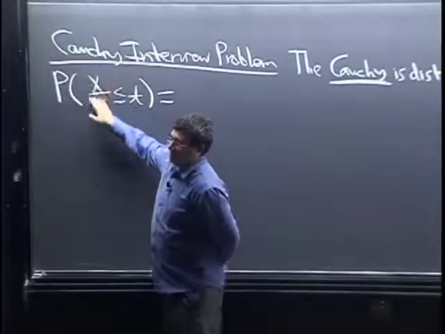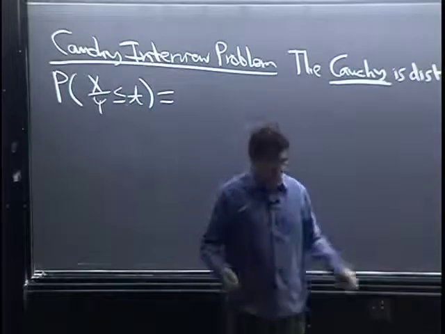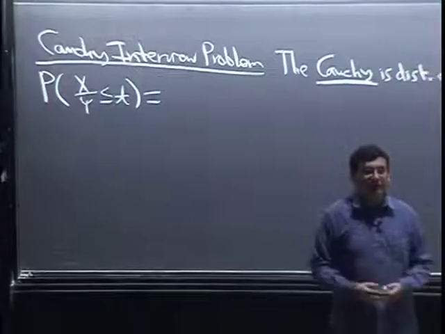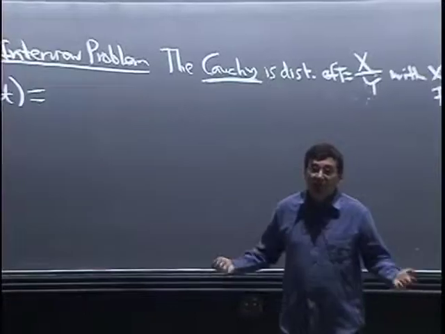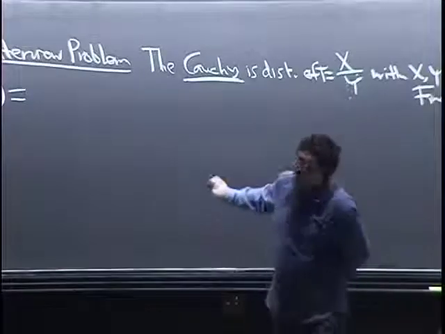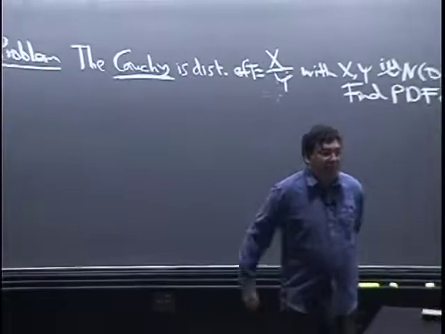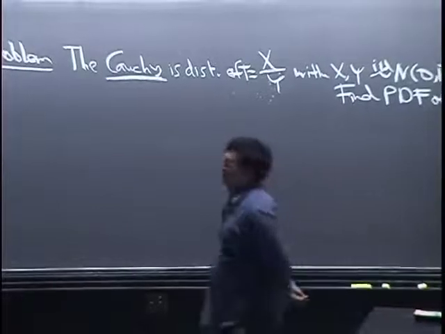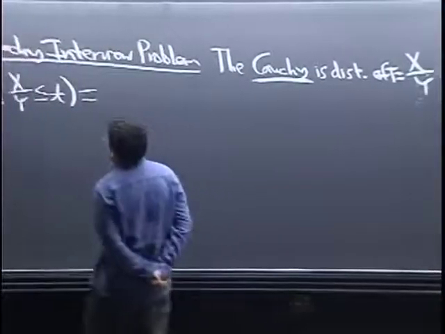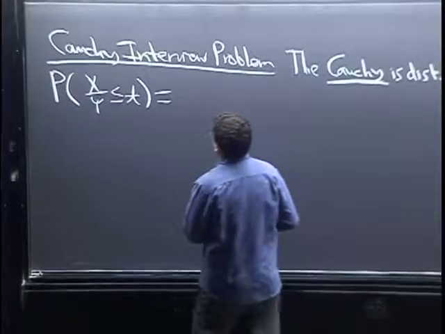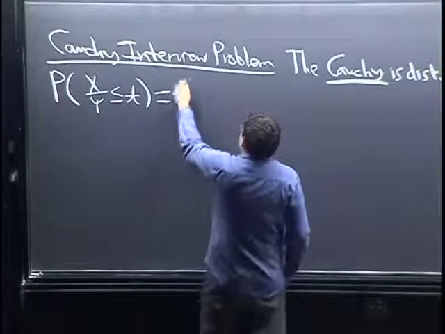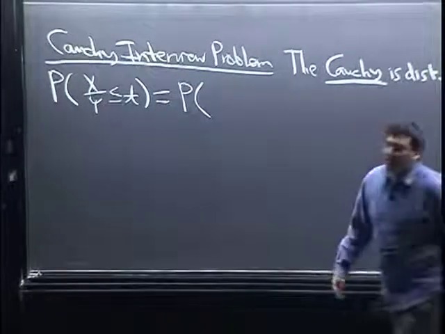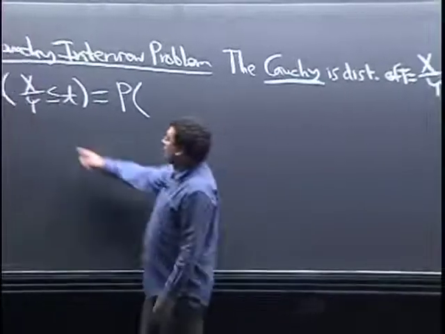This is the event that the ratio is less than or equal to t. We want to find the probability of an event based on x and y. So unless we can think of some clever trick for simplifying this, we basically have to do a double integral, or else we can use the law of total probability and then do a single integral. But I don't think that's any easier here.